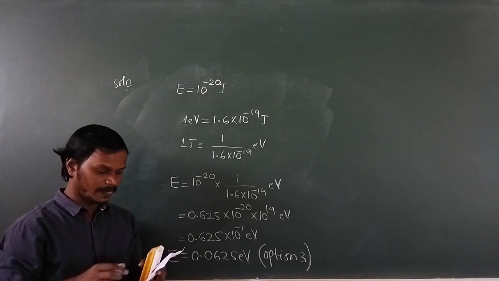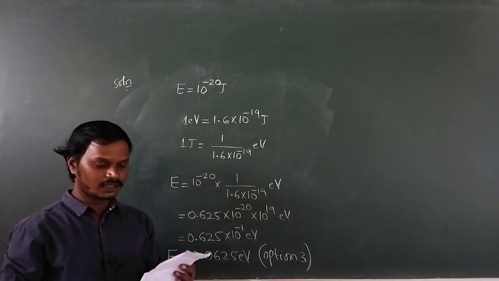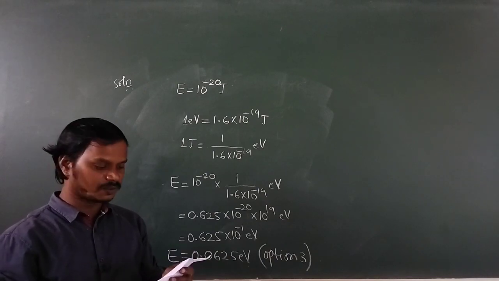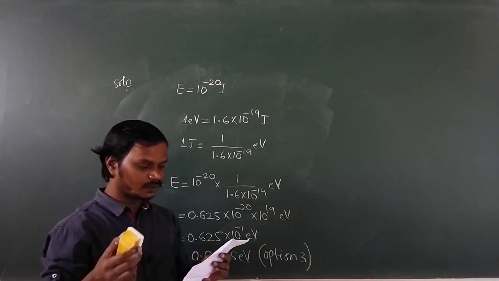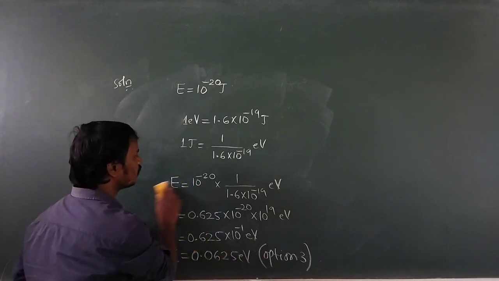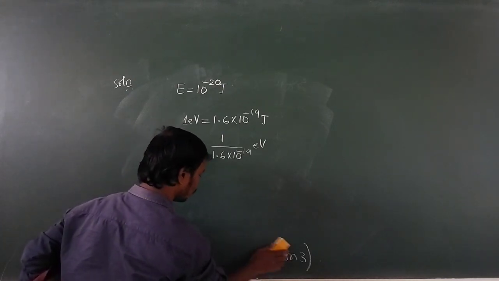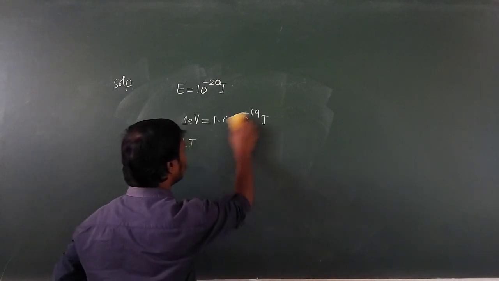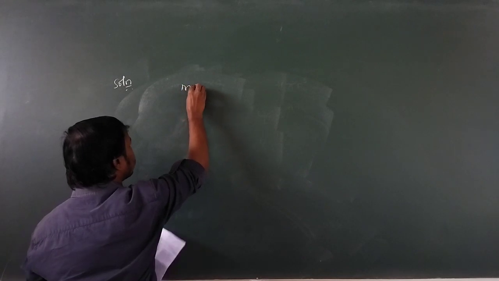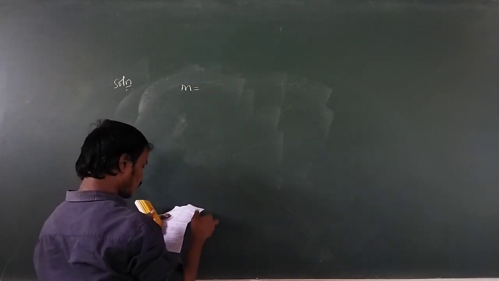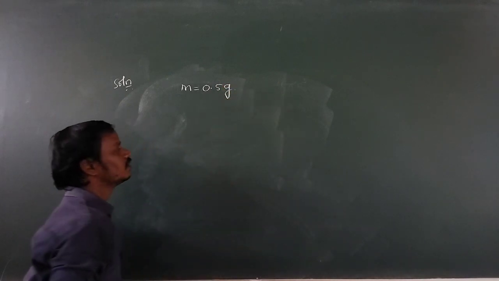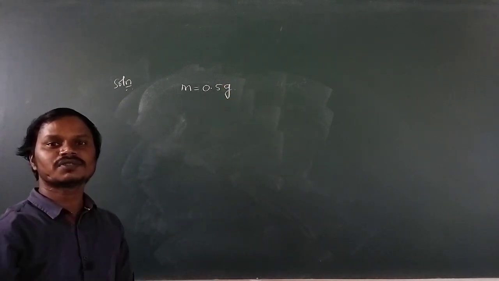Now next question. The energy equivalent of 0.5 gram of a substance is, means what we have to find? The energy equivalent of 0.5 gram of a substance. So mass can be converted into energy. So what is that energy we have to find? Mass is how much given? Mass is 0.5 gram. So we have to express gram in terms of kg.